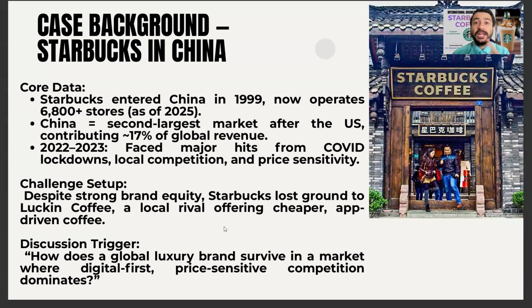What I'm trying to tell you is Luckin had completely shifted to the digital mode and it was very speedy and half the price of Starbucks per coffee. But Starbucks was not so digital and also wanted to maintain its premium brand in this price war. So now let us take up the discussion: how can this global brand survive in a market where digital first, price sensitive competition is dominating?